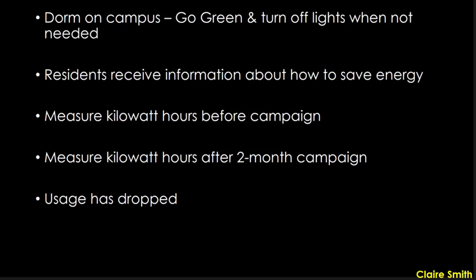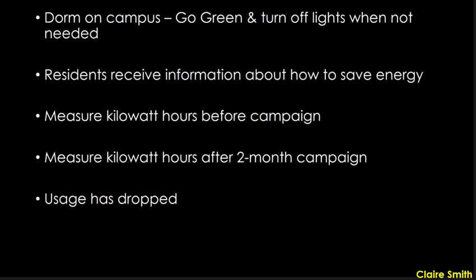And the last example: there's a dorm on campus that started a Go Green initiative to help save energy. Basically, it was just asking the residents of the dorm to turn off lights when they were not needed. All the residents received information about how to save energy, emails and pamphlets and stuff, explaining to turn off the lights. Before the campaign started, the kilowatt hours of energy usage was measured, and then after the two-month campaign, the kilowatt hours of energy usage was measured again, and the dorm people found that usage dropped over that two-month campaign.